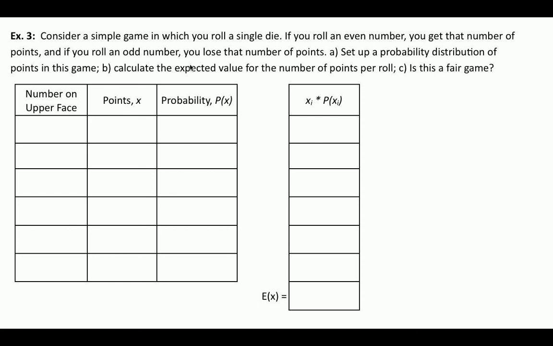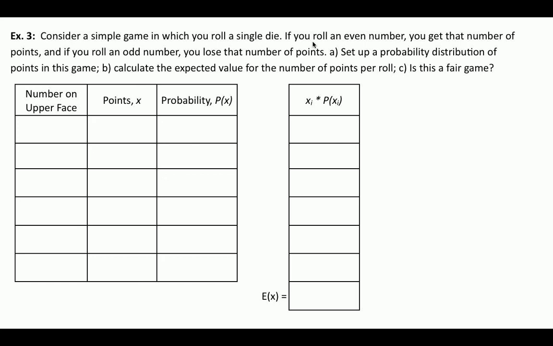So here's a simple game. Let's say you roll an even number, right? You get that number of points. So if you roll a 2, you get 2 points. If you roll a 4, you get 4 points. If you roll a 6, you get 6 points. If you roll an odd number, you're going to lose that number of points. So if you roll a 1, you're going to get minus 1 points. If you roll a 3, you're going to get minus 3 points, and so on. All right. And we would tally this up as we play.